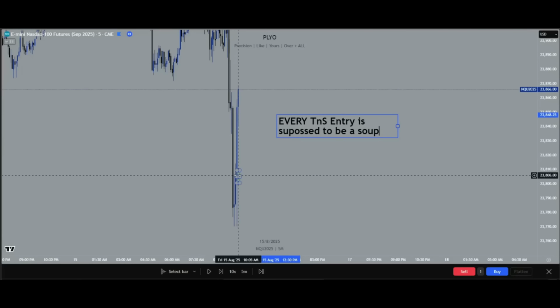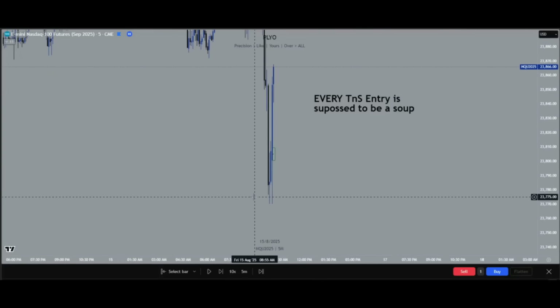Every single time it gets the entry, it's not supposed to close beneath. Once it closes beneath, that's when we play around. That's when it starts to fail. That's when it gets close to the stop loss.